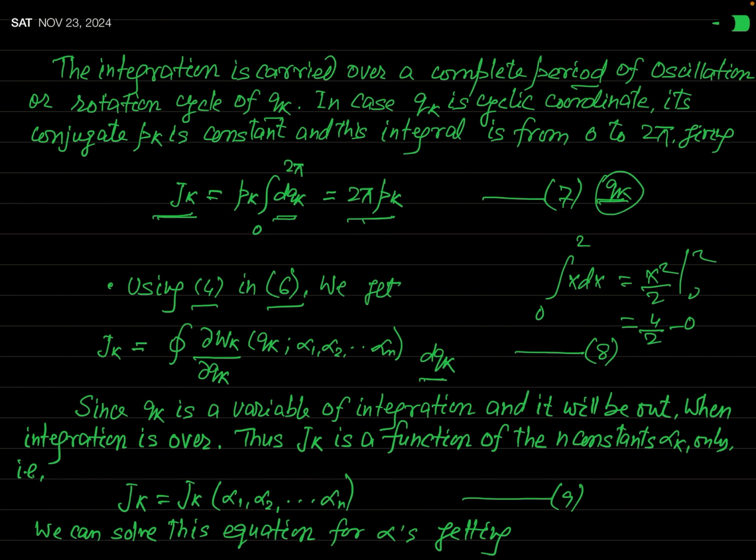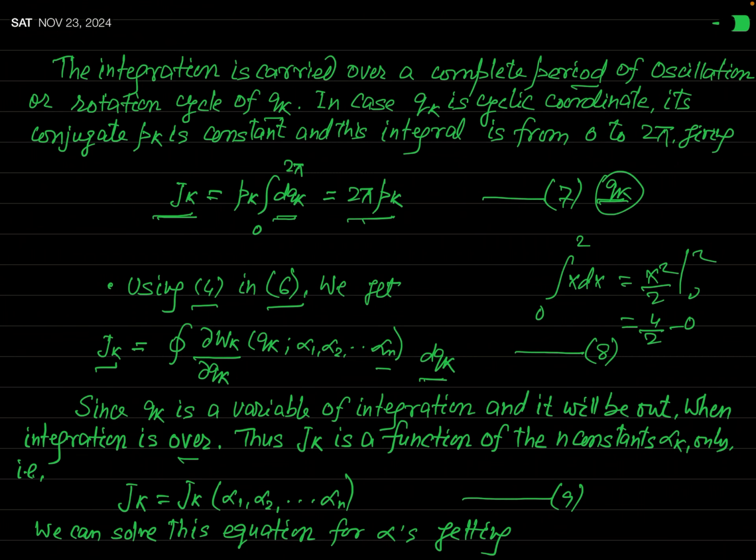Is x present here? Answer is no. Similarly, since Qk is a variable of integration and the integral is a definite integral, this Qk will be out when the integration is over. So you can say that this Jk will be only a function of alpha 1, alpha 2, alpha 3, and so on up to alpha n, not of Qk.